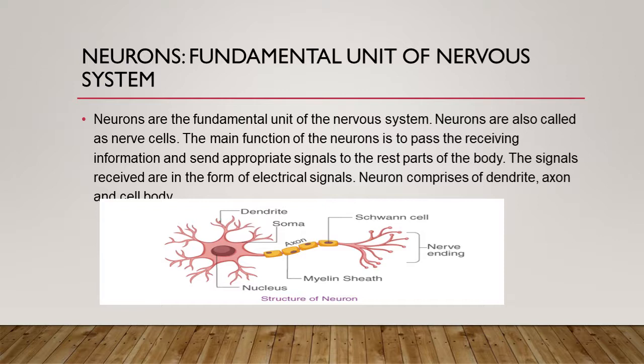What is the main function of the neuron? The main function of the neuron is to pass on the received information and send the appropriate signal to the rest of the body. Our body consists of millions of neurons. The signals received are in the form of electrical signals, running very fast. A neuron is divided into three parts: dendrite, axon and the cell body.